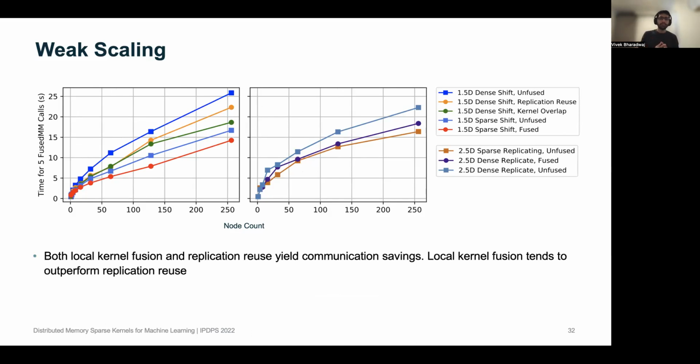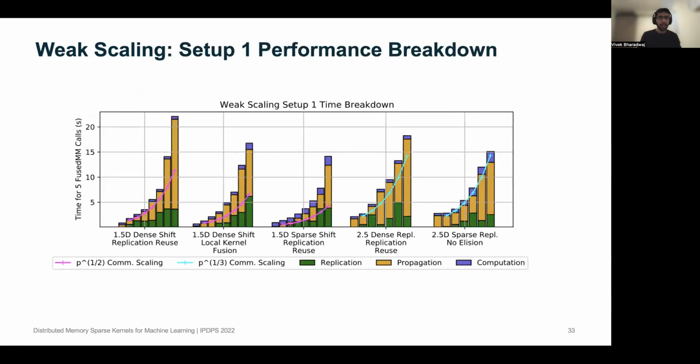In addition, we can see from these plots that both local kernel fusion and replication reuse yield communication savings, and local kernel fusion tends to outperform replication reuse. In addition, we're going to benchmark the breakdown of time spent in replication, propagation, and computation for our algorithms. And you'll notice here that all of our algorithms successfully leverage replication to drive down the cost of propagation, especially as the processor count increases. In all of our experiments, computation is generally the lower order term. These are heavily compute-bound kernels.